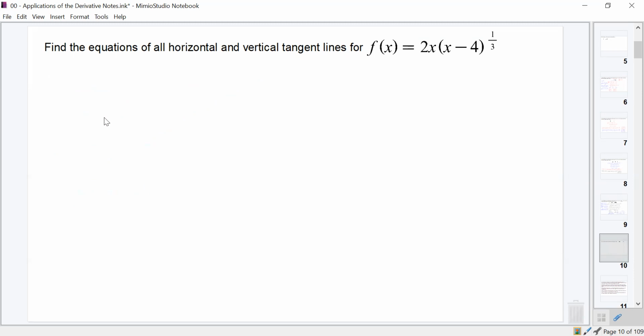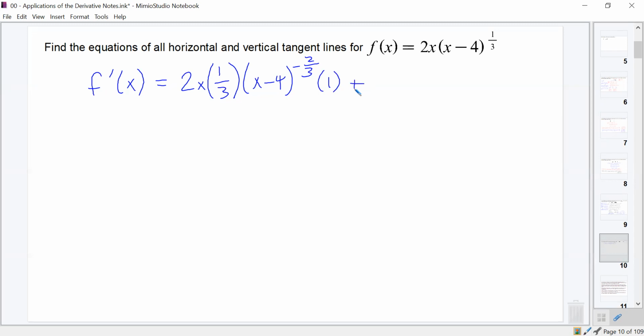and take our derivative. This one requires us to use the product rule. F prime of x will be 2x times the derivative of (x minus 4) to the 1/3. And (x minus 4) to the 1/3 is differentiated using the chain rule. It's 1/3 of (x minus 4) to the -2/3 times the derivative of x minus 4, which is just 1. And then for the second half of the product rule, it's the derivative of 2x, which is 2, times (x minus 4) to the 1/3.